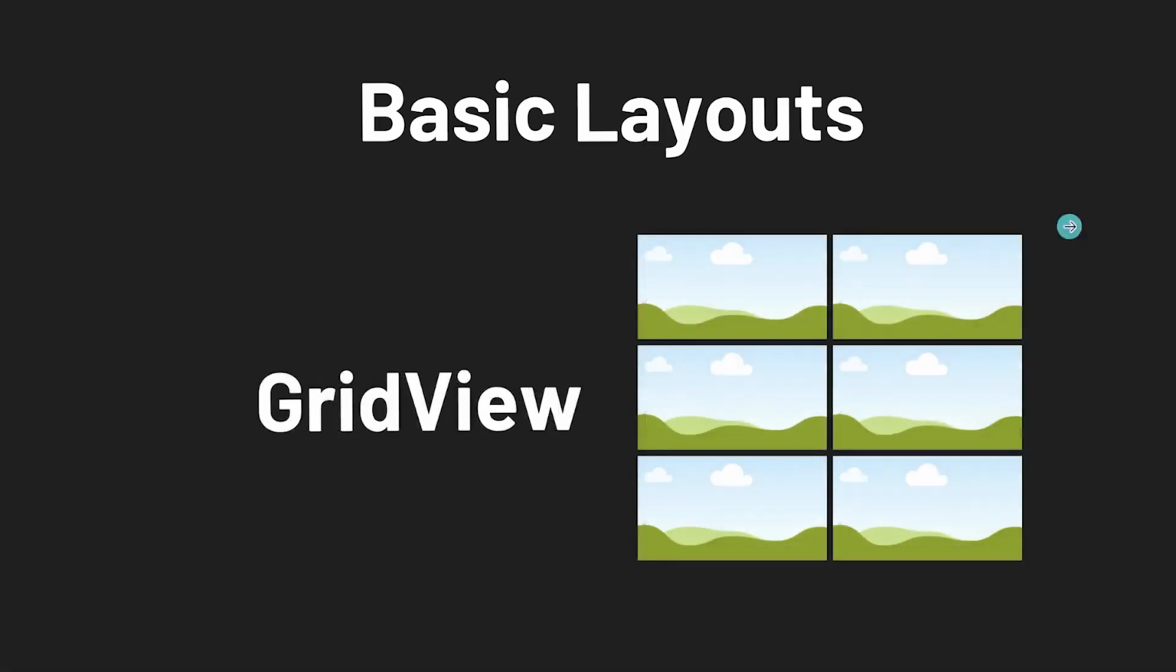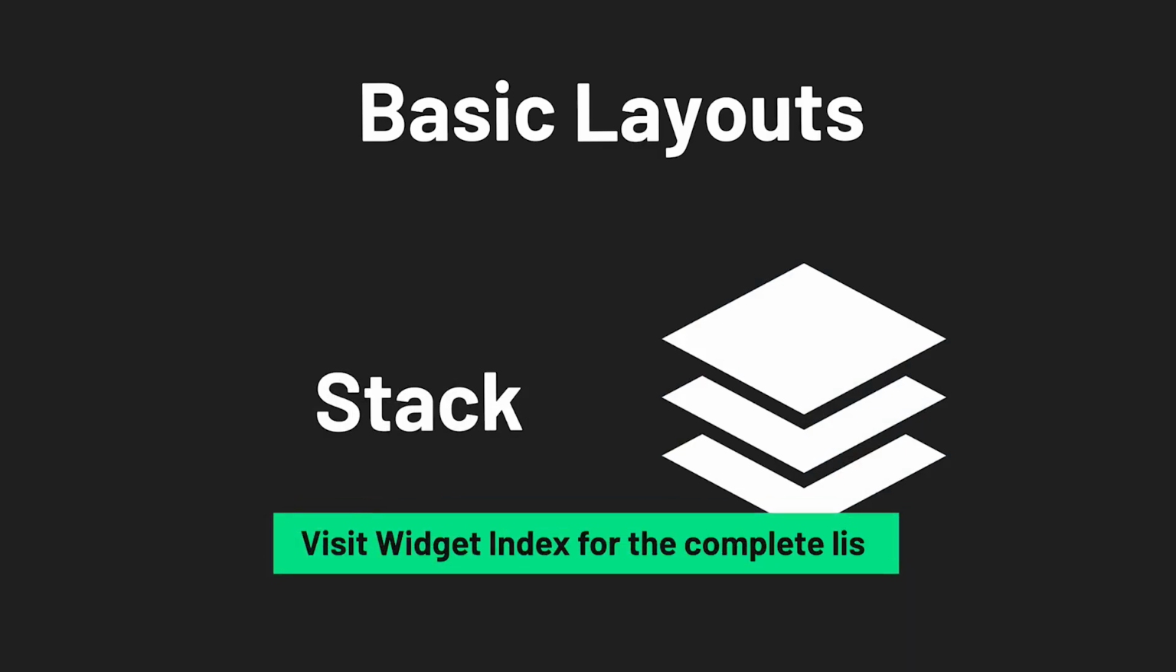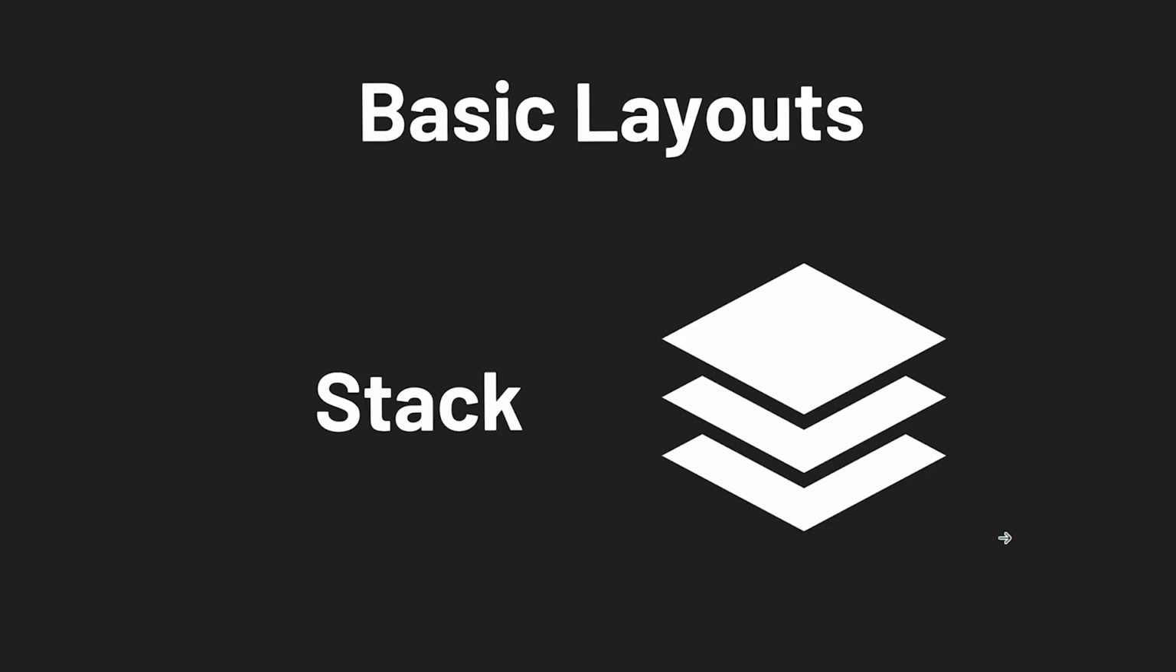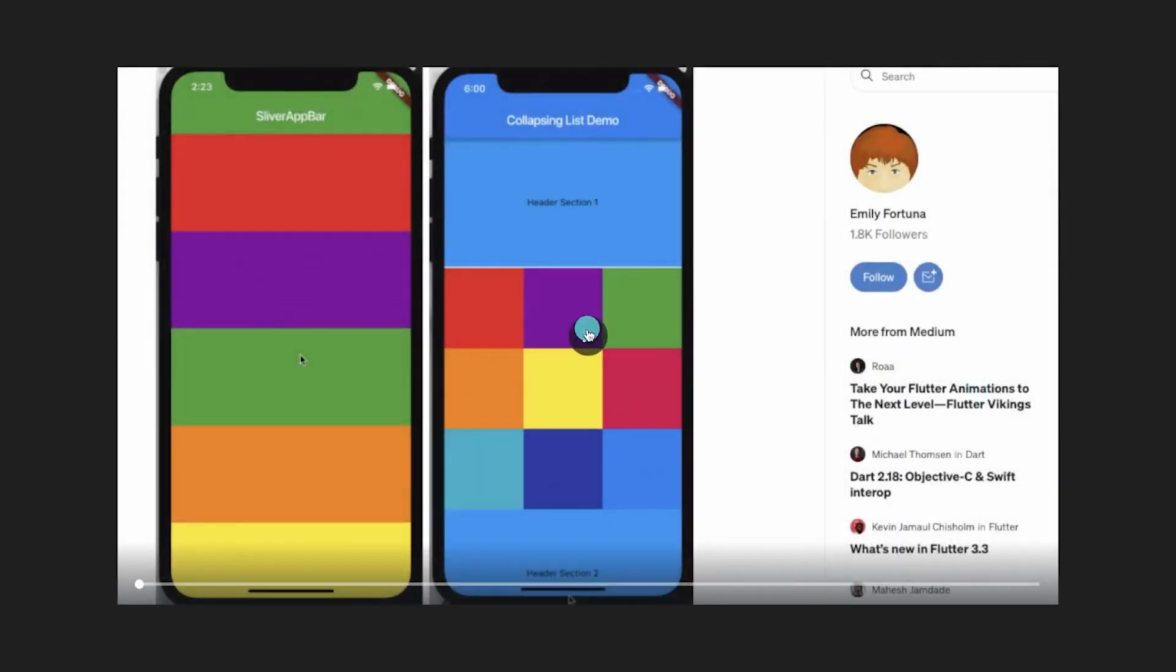There's also grid view, which is very similar to a list view except grids. And then a stack, which allows you to put widgets on top of each other. There are many more layout widgets, and for the complete list, please visit the widget index. Now you can have some more advanced UIs using something called slivers. So slivers allow you to have a custom scroll page where you can mix in a whole bunch of elements within your application and have them scroll really nicely.